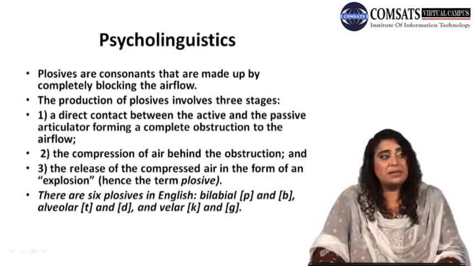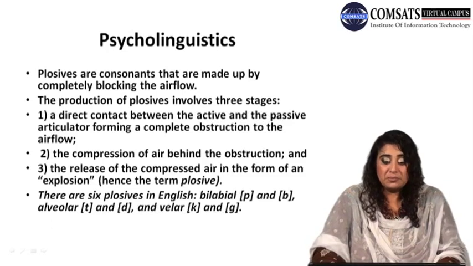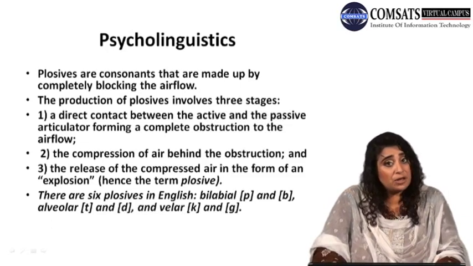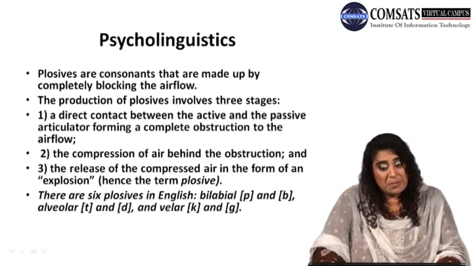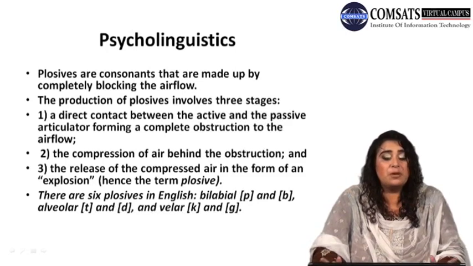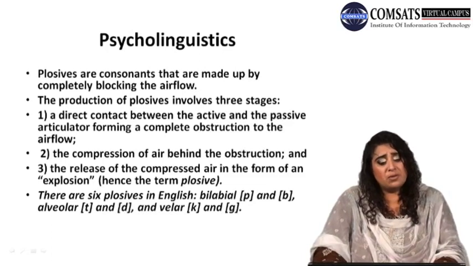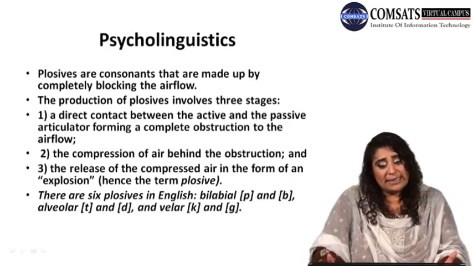First, a direct contact between the active and the passive articulator, forming a complete obstruction to the airflow. The second is the compression of air behind the obstruction, how much air is being compressed behind it. And third is the release of the compressed air in the form of an explosion, hence the term plosive. That's why we call it plosive: you're restricting the air, with active and passive articulators forming a complete obstruction to the airflow.